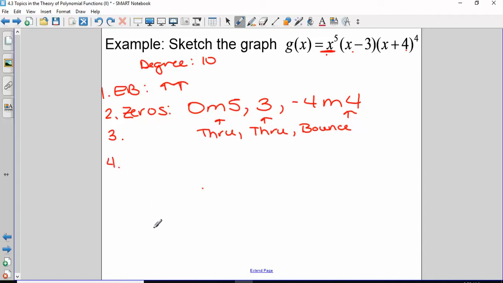Okay. Y-intercept. If I plug in 0 for all my x's, 0 to the 5th is 0. 0 minus 3 is -3. 0 plus 4 is 4 to the 4th. Where do we get there? It's going to be a large number, isn't it? -768.